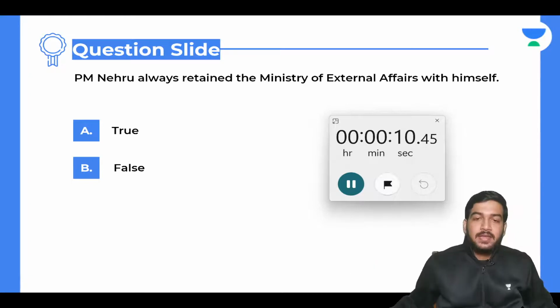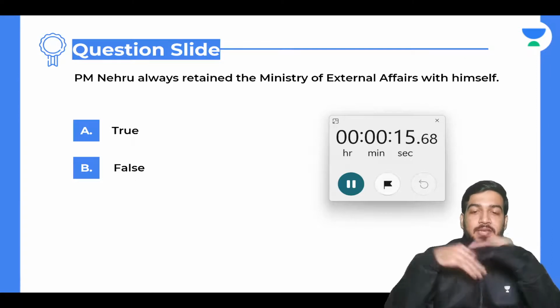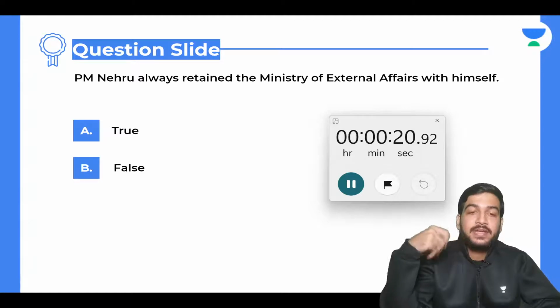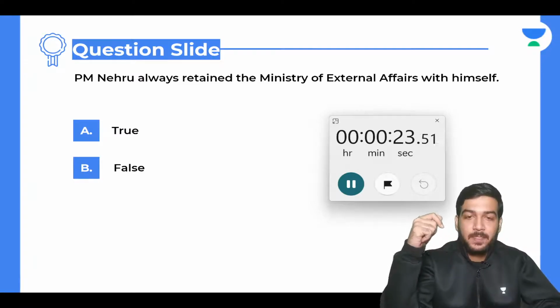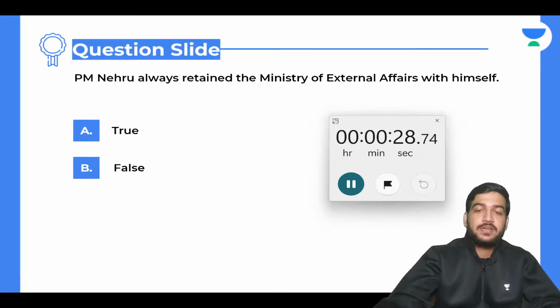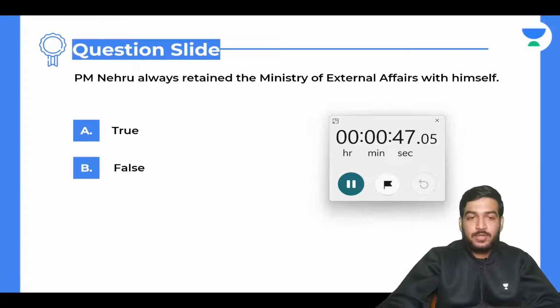This is again interrelated to the Nagaland crisis. When the Nagaland crisis started the first time, retained means he kept it with himself, did not appoint a Minister of External Affairs. जैसे कि इस बार we have Subramaniam Jaishankar as our External Affairs Minister. So did Prime Minister Nehru ever appoint a Minister of External Affairs, or did he always keep the portfolio with himself?